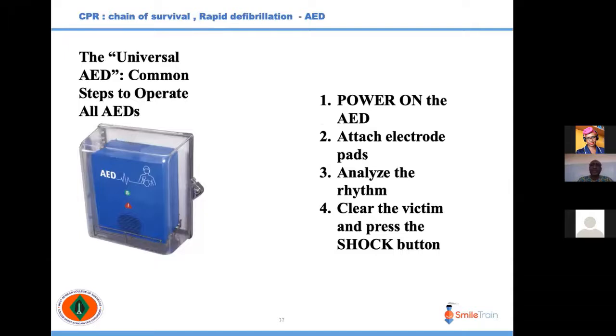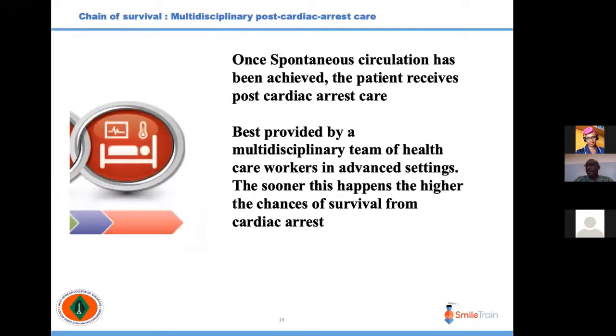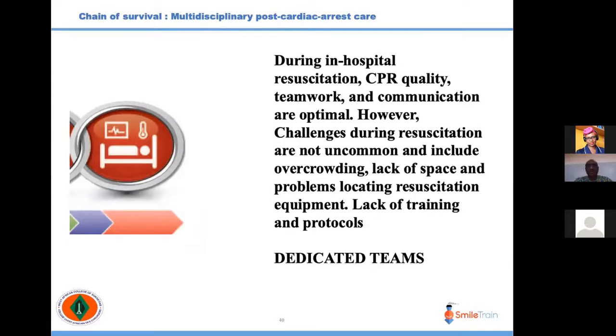And usually they are easy to use. You turn it on, put the pads on, and it runs you through the elements. And then the last link, almost the last link here, is once spontaneous circulation is achieved, the patient is better provided for in a multidisciplinary team approach, where survival is optimal with multidisciplinary teams. So we need to develop a culture of dedicated resuscitation teams, which still is a challenge in our setting.